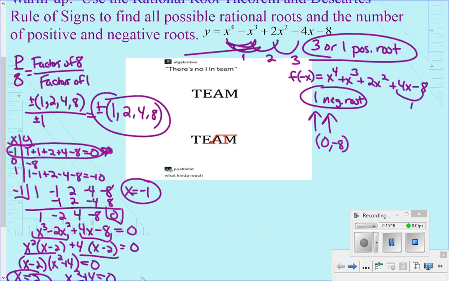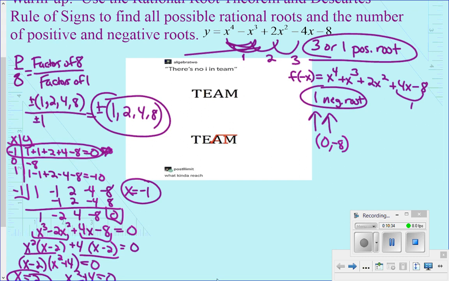Now, just be careful when we're using Descartes to help us. This is only telling us about the real roots. It's not telling us about the complex. So you don't want to look at the positive and negative complex and try to fill them in with Descartes. Descartes is only talking about the real roots.